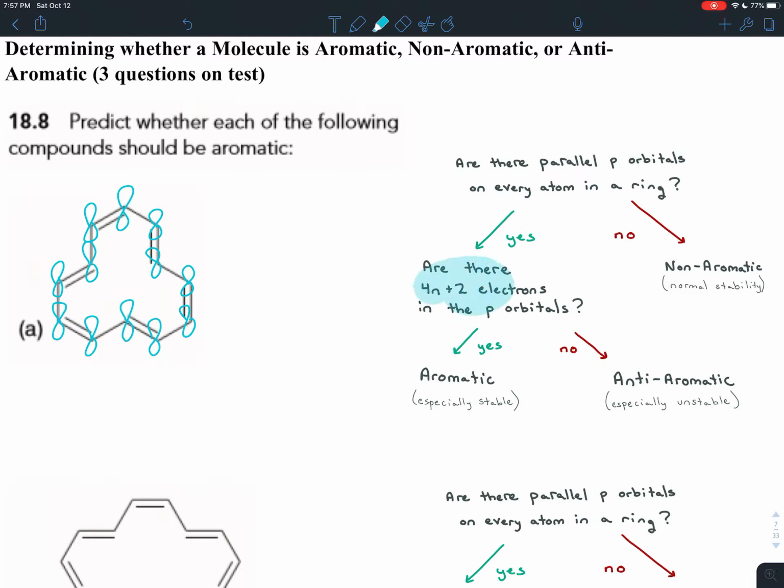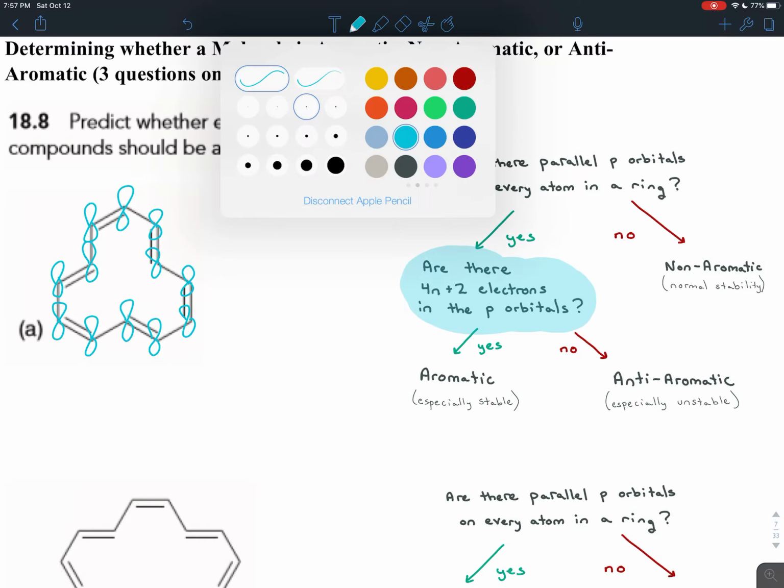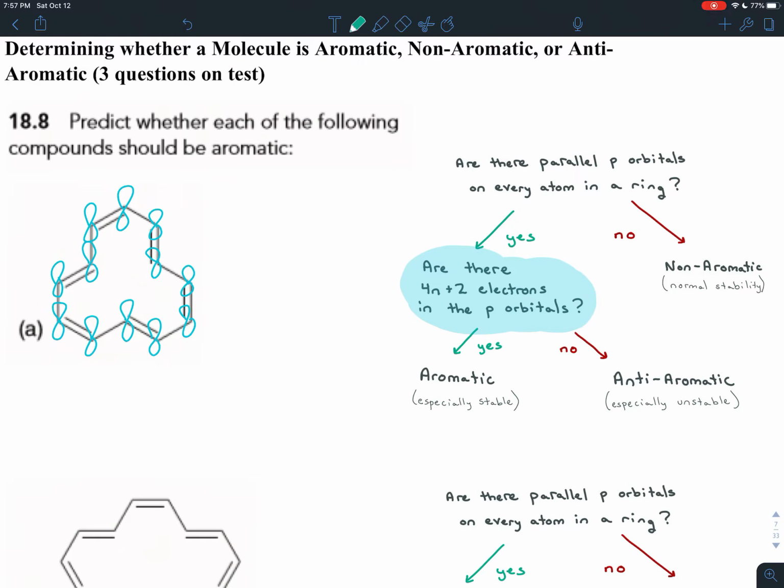Next question, are there 4n plus 2 pi electrons? We discussed the significance of that in the last video. If there are, then the molecule is going to be aromatic, it'll be especially stable. And if there's not, then the molecule will be anti-aromatic, it'll be especially unstable. Remember, 4n plus 2 is summarizing a pattern, an infinite series. The series is 2, 6, 10, 14, etc. You get 2 if you plug 0 in for n, you get 6 if you plug 1 in for n, you get 10 if you plug 2 in for n, and so on. n doesn't represent a physical thing, it's just summarizing this pattern.